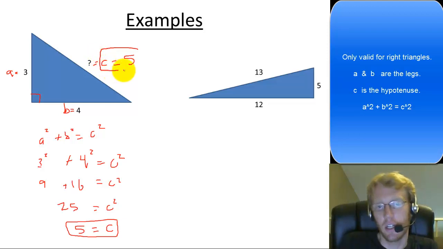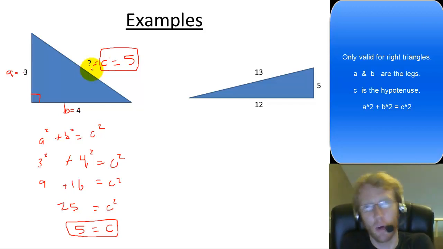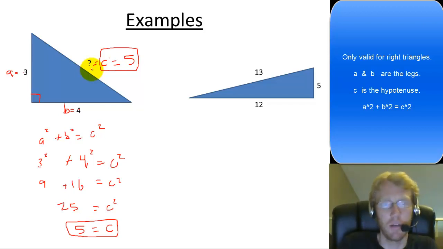And actually, I chose these numbers because they work out nicely. This is a 3, 4, 5. It's called a special right triangle. Because they're all whole numbers, it's a very commonly used example in math problems, especially on standardized tests. So it's a good one to remember, a 3, 4, 5 special right triangle.